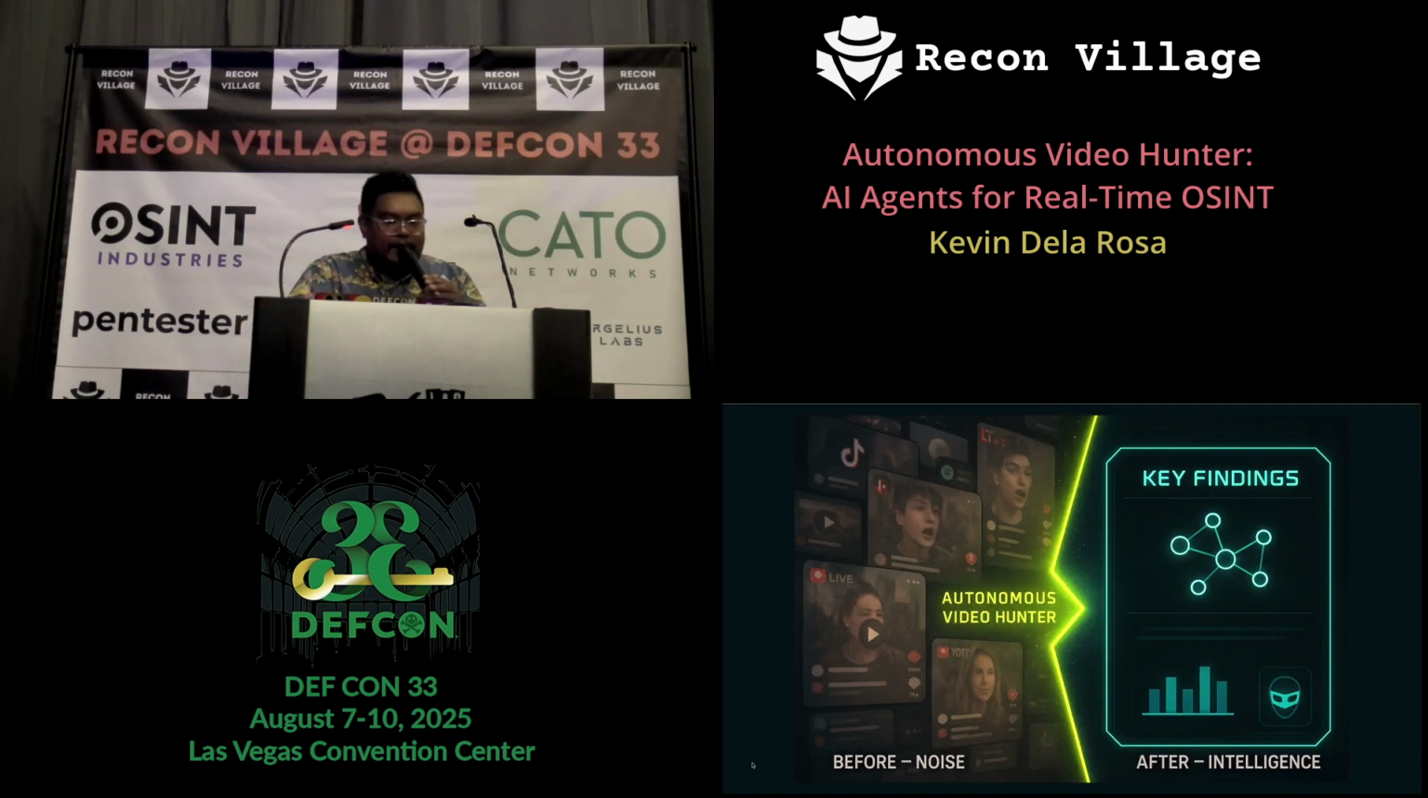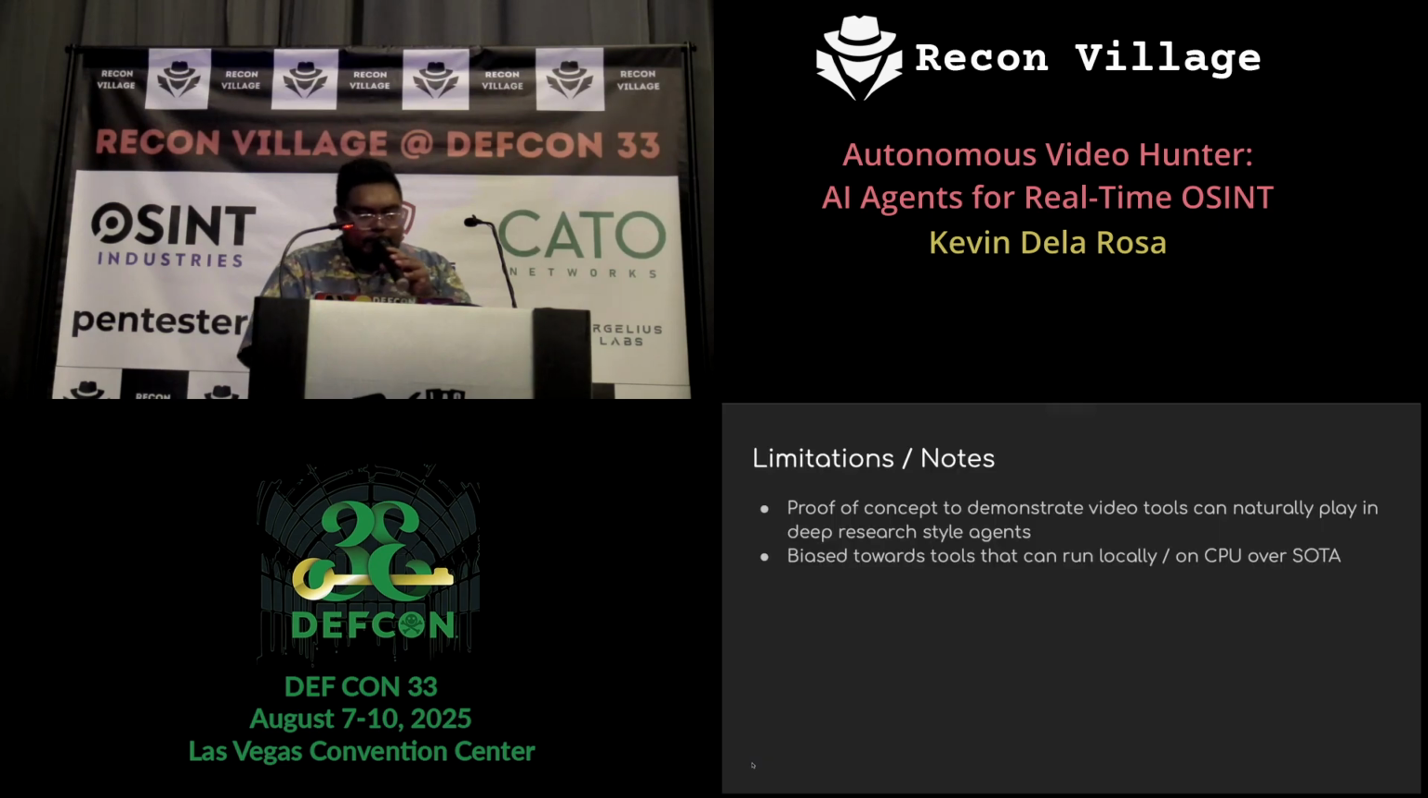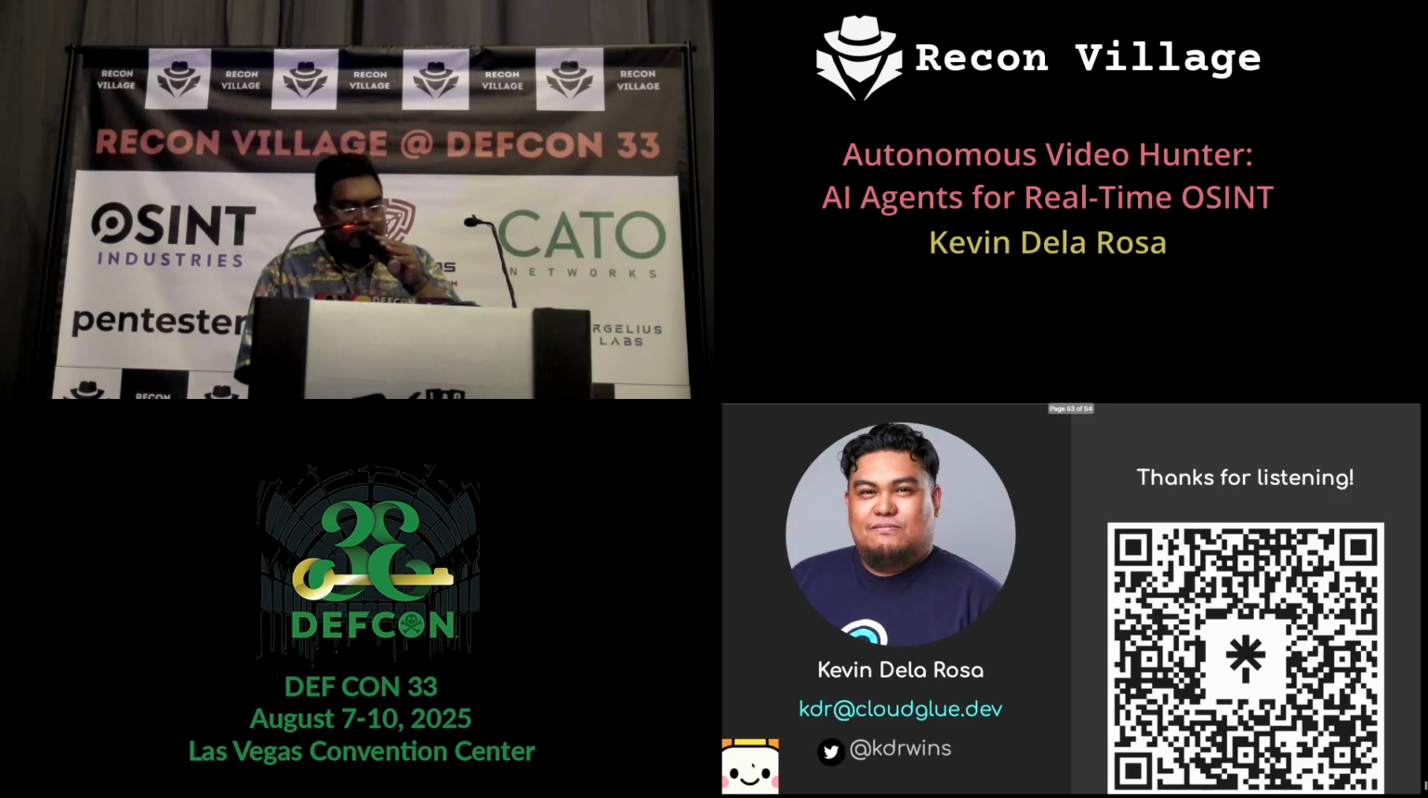With Autonomous Video Hunter, you can go from a large corpus of videos to filter out the noise and get actionable intelligence. As I mentioned, these tools play naturally with deep research style agents, and they're biased towards mostly things that run on a CPU for educational purposes, but you can obviously swap those out with more state-of-the-art things if you have access to GPUs.